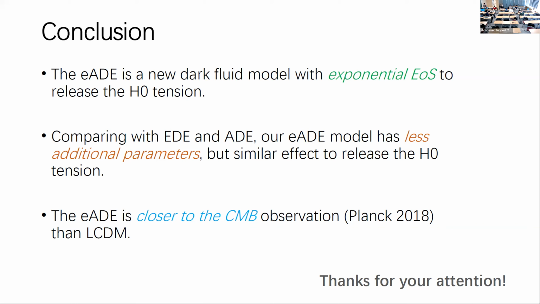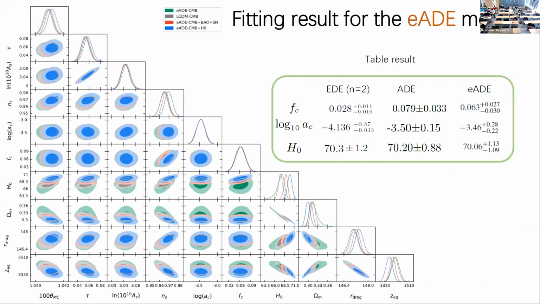Thank you. Any questions? I have one question. What about the sigma 8 tension? I didn't show this. It means it cannot release the sigma 8 tension. So more or less the same result as lambda CDM, maybe worse than lambda CDM.